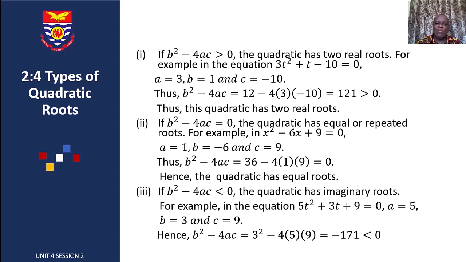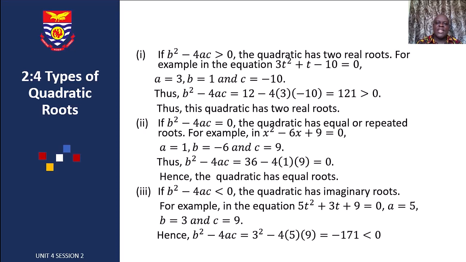For example, you want to solve the quadratic equation 3t squared plus t minus 10 is equal to 0. You want to know the kind of root you will get before you even begin to solve. So you use the discriminant b squared minus 4ac. Our a is 3, which is the coefficient of t squared. Our b is 1, which is the coefficient of t. And our constant term c is negative 10. We substitute these values into the discriminant and simplify. You get 121, and 121 is greater than 0.